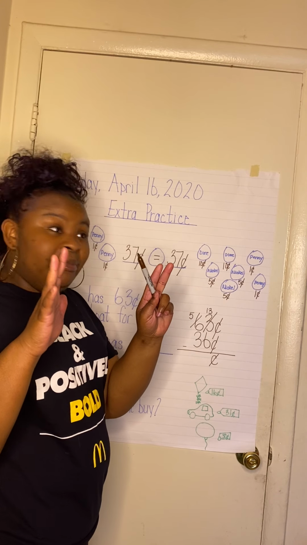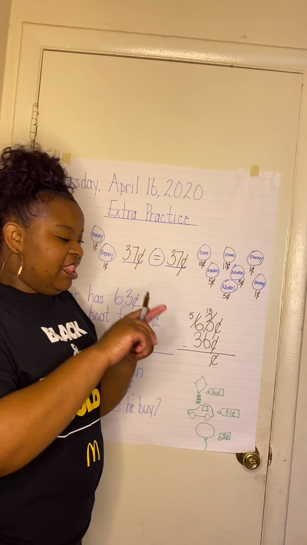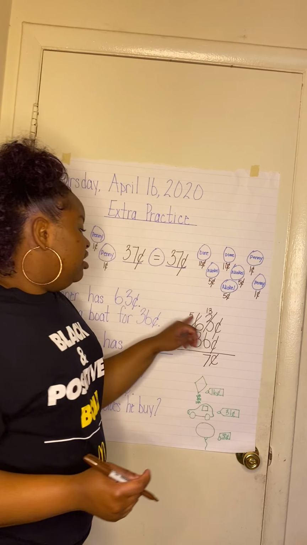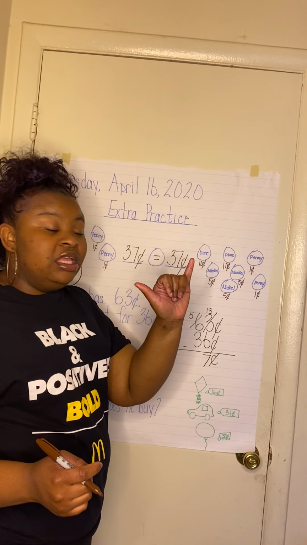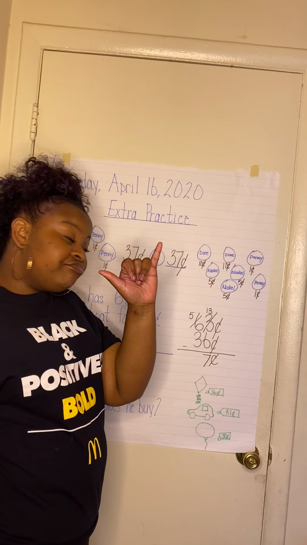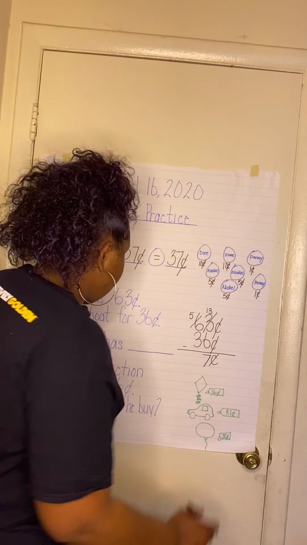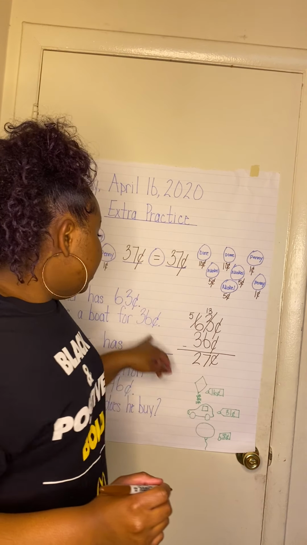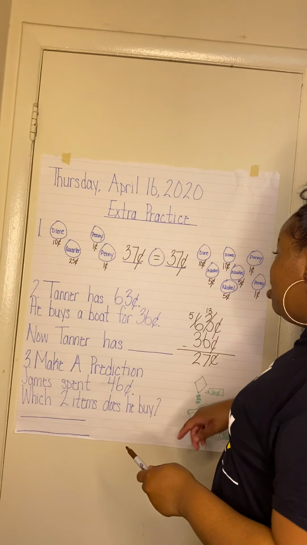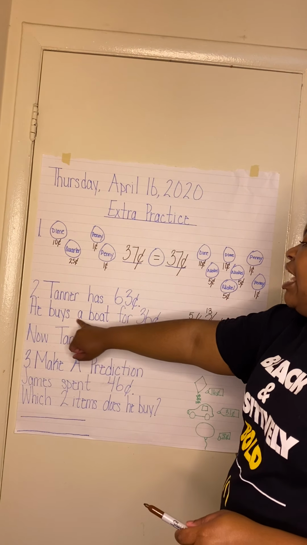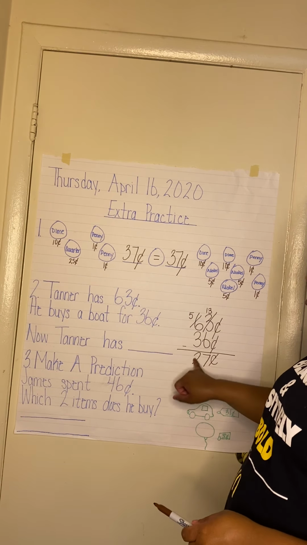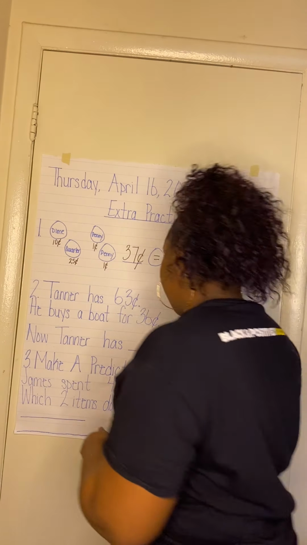So how many do I have up? I have 7. So 7 will come here. And then 5 from 3 gives me 2. So what does Tanner have left? If Tanner started with 63 cents and he buys a boat for 36 cents, Tanner now has 27 cents.